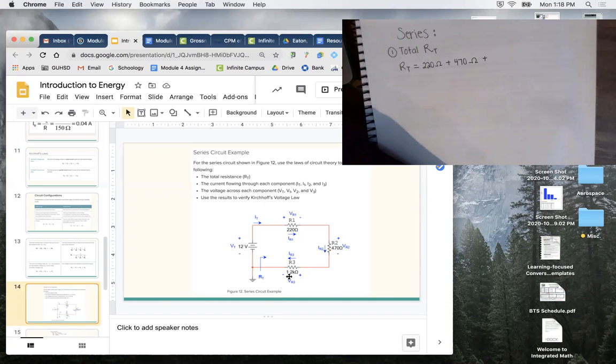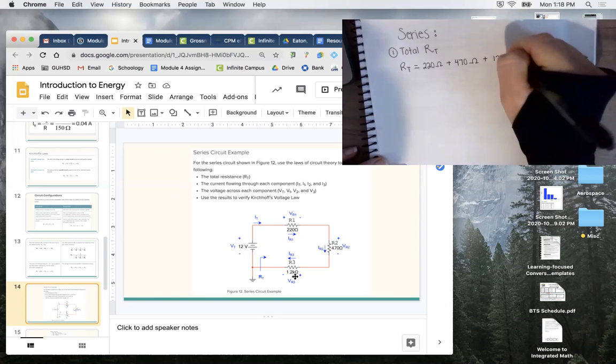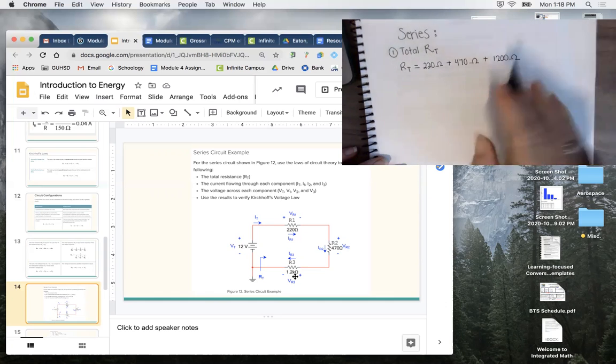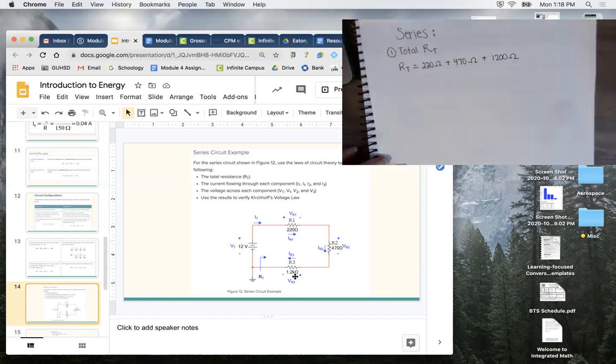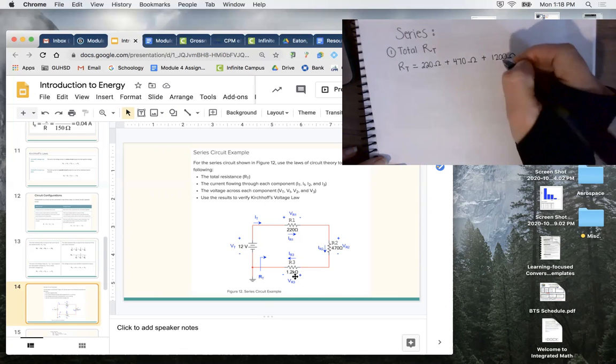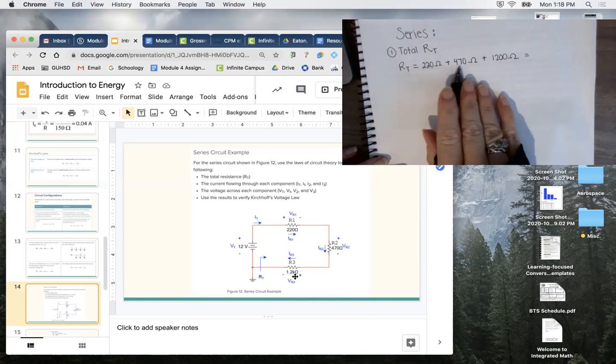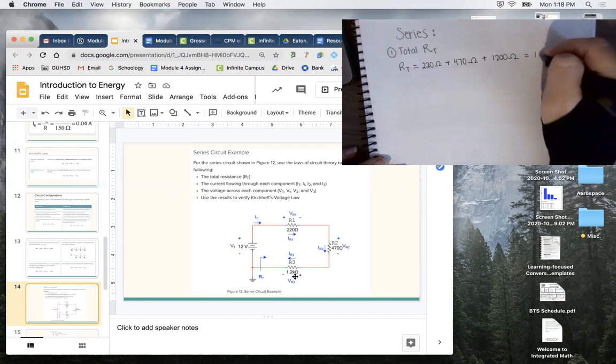Okay, this one is a 1.2K. What that is is 1,200. So I'm going to write it that way just because it's easier for me to not have to deal with the K's and such right here. So that is my resistance total. When I add that together, I have 1,200 plus another 220. So it looks like I'm at 1,420 plus 470. Okay, I'm at 1,900 ohms.